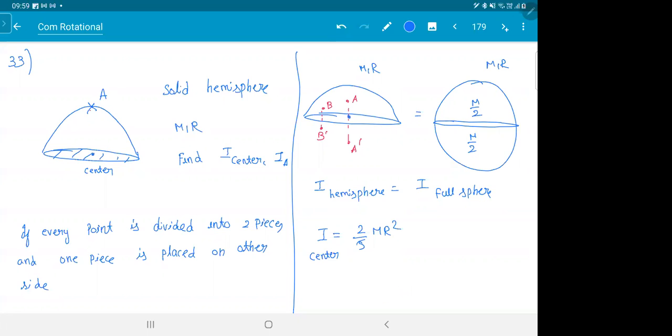You can construct different shapes within a half sphere. You can construct a full sphere. Because as long as you keep the distances the same, the moment of inertia does not change. Since the perpendicular distance does not change, the moment of inertia remains the same. You can use this logic for a half disc, half ring, anything half shapes you can use.